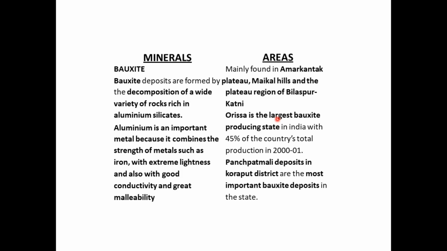Aluminium is an important metal because it combines the strength of metals such as iron. It is strong and extremely light, and that's why it is important for making different lightweight utensils, or even sometimes used in planes. And it is a good conductor of electricity. It is malleable and ductile, and that's why it is used in making wires.